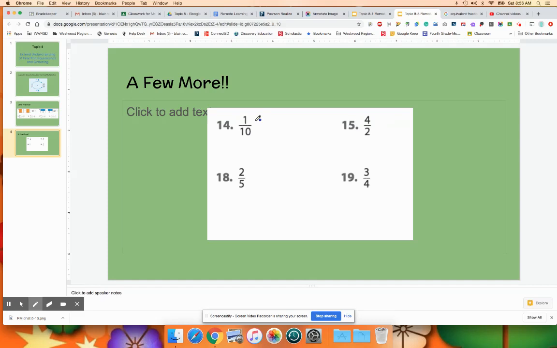I'm just going to make an equivalent fraction by multiplying the top and the bottom by 2. So 1 times 2 is 2. 10 times 2 is 20. Okay? Same thing here. Again, notice that the numerator is larger than the denominator, so this is a fraction greater than a whole. I'll mix it up a little bit. Let's multiply the top and the bottom by 3, just to get really crazy.